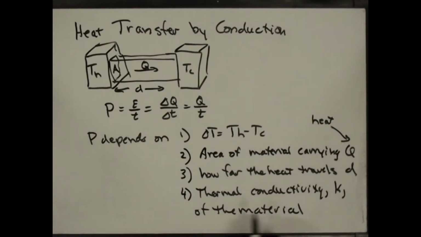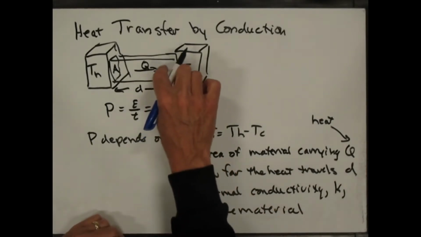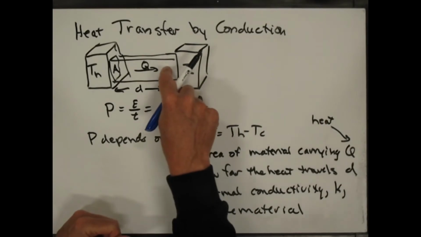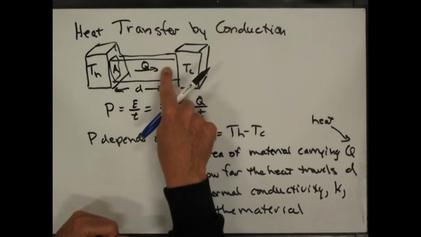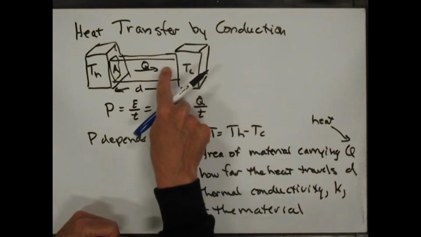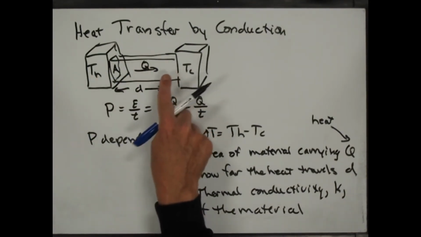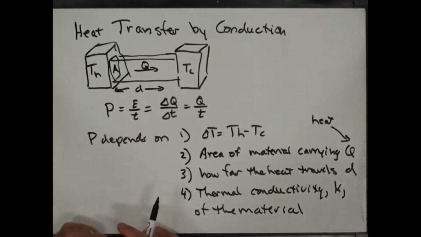So finally, the last term is the thermal conductivity K of the material that's doing the heat transferring. So if this is styrofoam, styrofoam has a very low thermal conductivity, but copper has a high thermal conductivity, and so the heat would transfer faster with copper than it would for styrofoam.